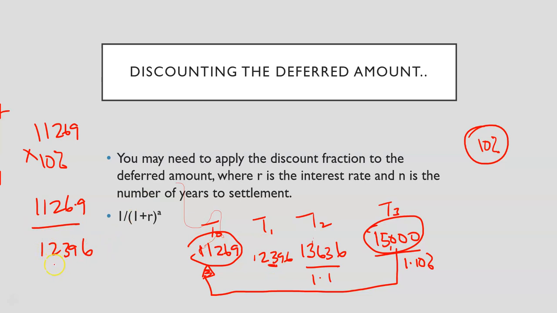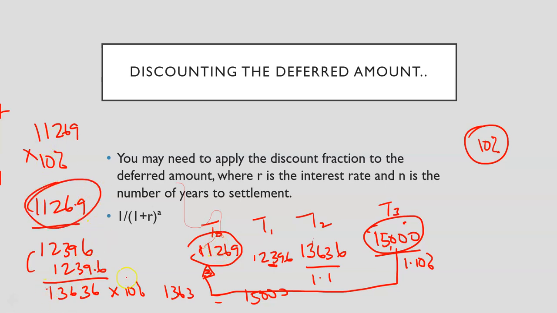If I leave this again in the bank, I will now have another 10% on this, 1239.6. If I leave this in the bank for a year, I will have 13636. And for the final time, if I leave it in the bank for the last year, 10% on that, I will have 1363, and that will end up being 15,000. So I can say that the present value of 15,000 in 3 years' time is 11269. These figures of 1126.9, 1239 and 1363 are the interest that accrues over that period.